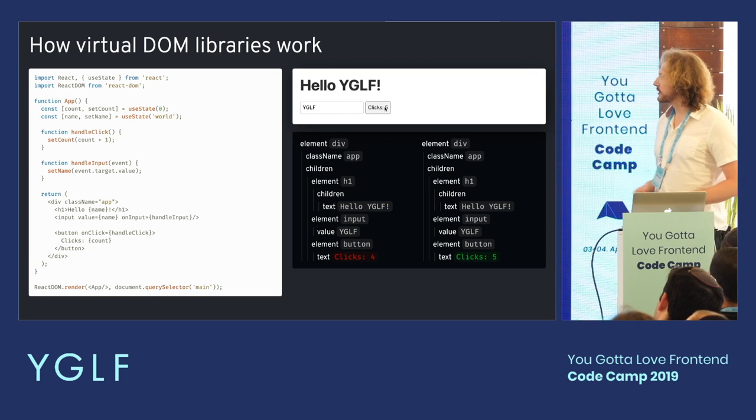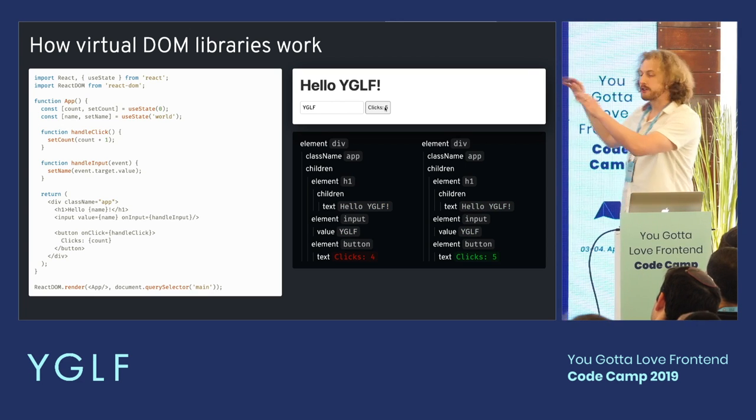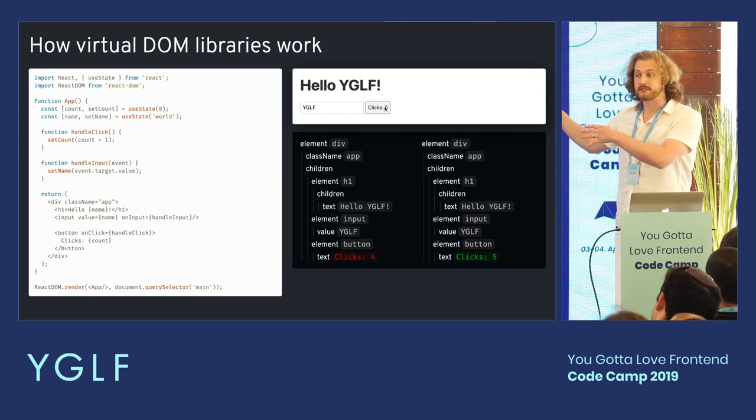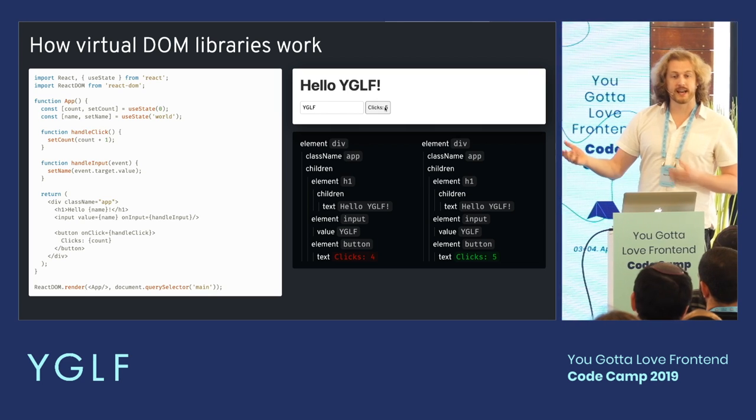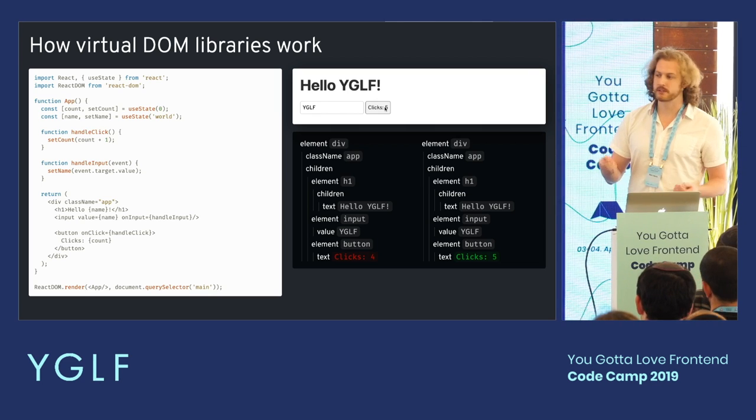So let's see what this process looks like. First, we look at the top-level element. It was a div, it's still a div, so we keep it. Then we need to look at the attributes. It had a class name, app. It still has a class name, app, so we keep it.